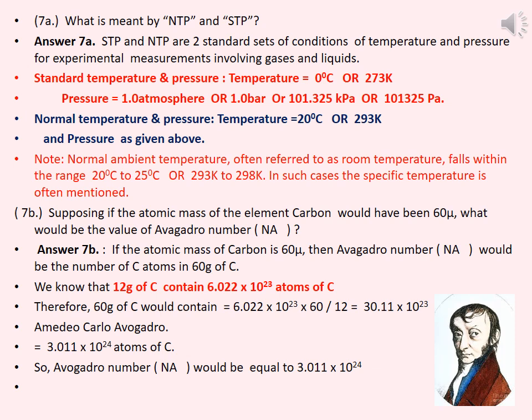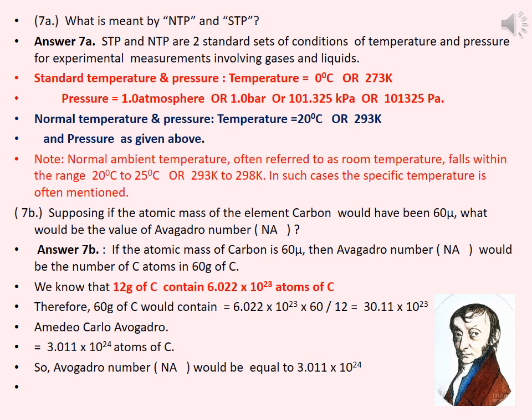Coming to question 7b. Suppose the atomic mass of the element carbon would have been 60 mu instead of 12. It is now 60 mu. What would be the value of Avogadro number, Na? It is shown as Na.